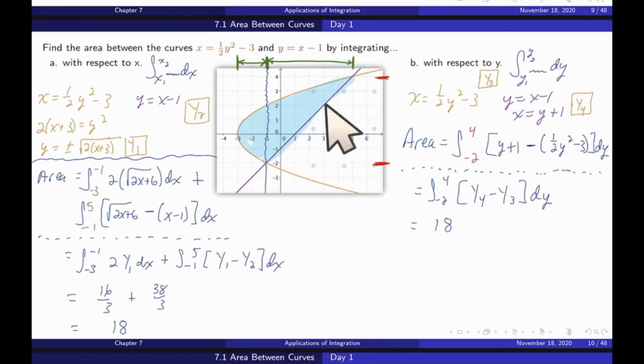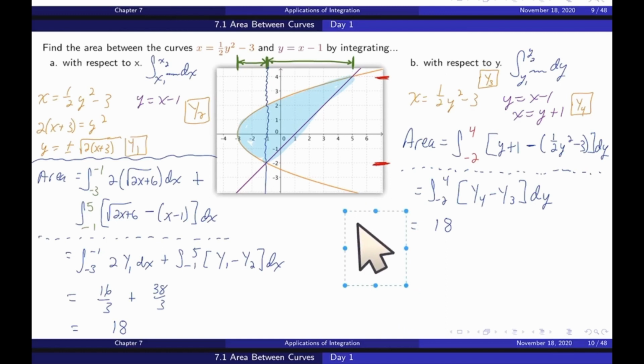So the top is the linear and the bottom is the quadratic. So linear minus quadratic, again, all in terms of y. I'm going to go from -2 to 4. But what I need to do is take this and put it into the calculator. And even though I've written dy here, I'm going to do it in terms of x.